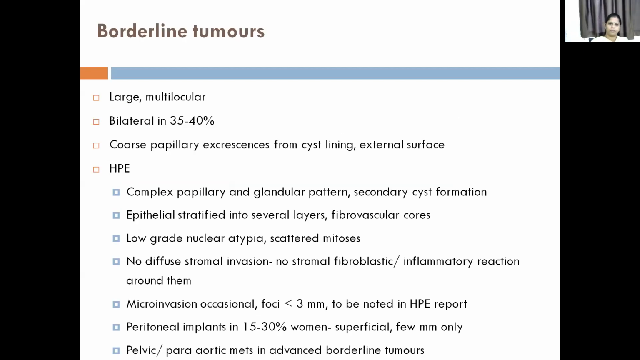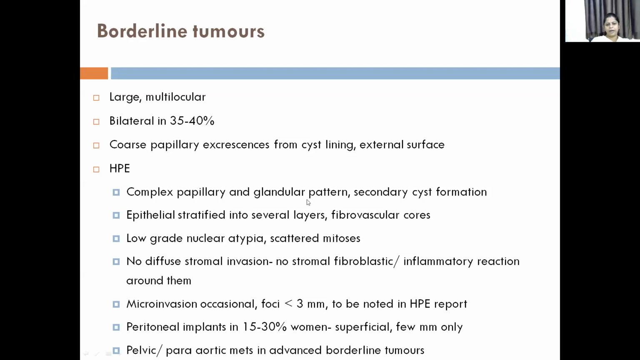Histopathology examination shows ciliated or non-ciliated columnar epithelium with basal nuclei. Abundant fibrous stroma is present in the fibromas, and borderline growth can be seen in 5 to 10% of the cases. Now coming to the borderline tumors, they are large and multilocular, bilateral in 35 to 40% of the tumors. Coarse papillary excrescences from the cyst lining or external surface. That means papillary excrescences are nothing but papillary projections, which can be seen either from the surface of the ovary or inside of the ovary.